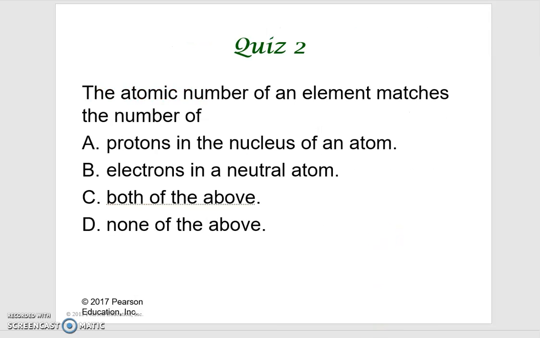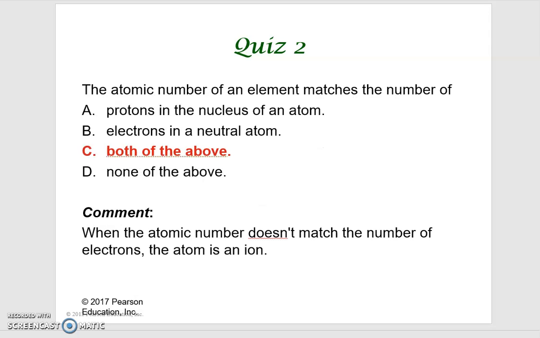Now let's have our second conceptual quiz. The atomic number of an element matches the number of which one of the following? If you remember, the atomic number is simply the number of protons. But for neutral atoms, the number of protons is the same as the number of electrons. So the answer is C. This one is a little bit tricky. Most people will probably simply choose A. It is not wrong, but it is only partially correct.